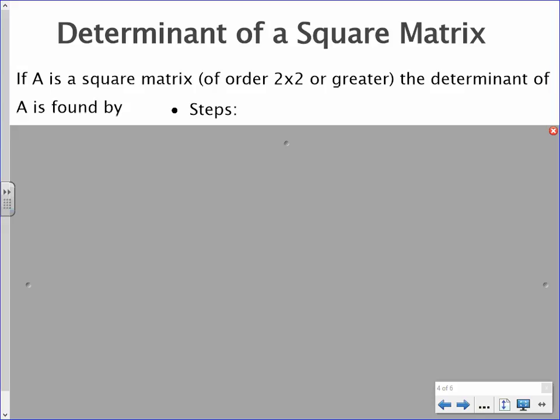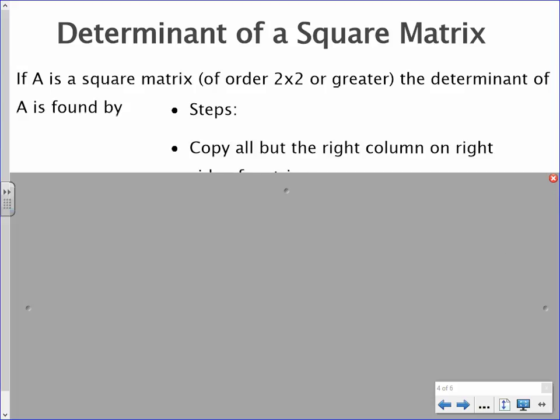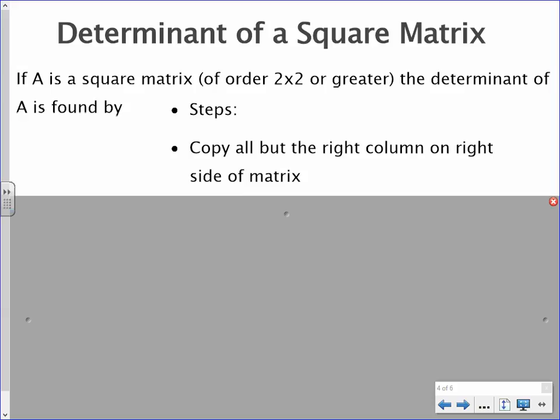Okay, so these are the steps for any square matrix bigger than a 2 by 2. The first thing you're going to do is copy everything except the right column on the right side of the matrix. I'll show you what that looks like here in a bit.